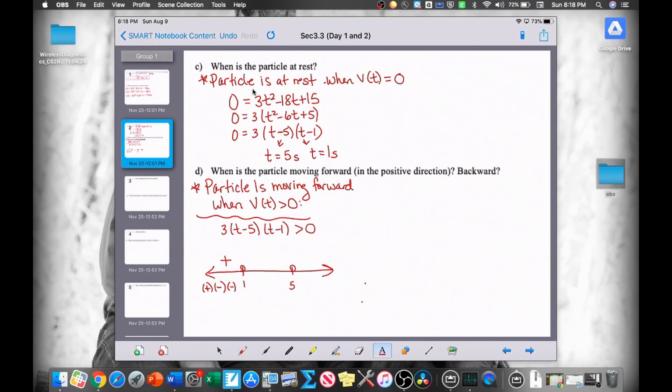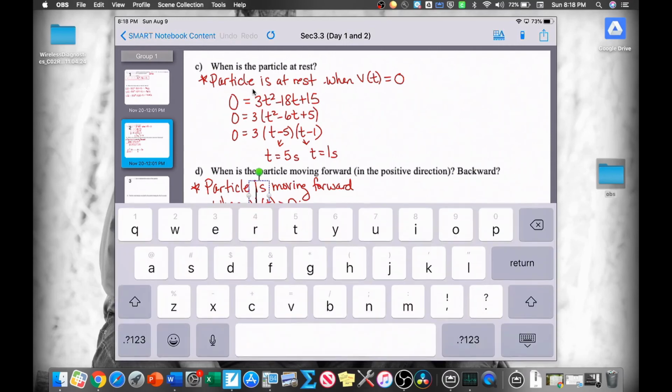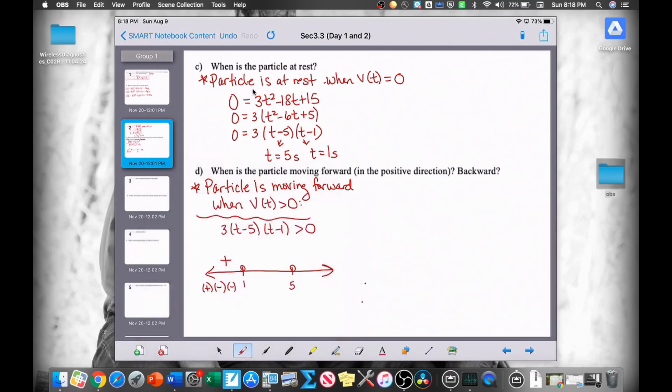I'm going to get positive 3 times (2 minus 5), which would be a negative, but 2 minus 1 would be a positive. Negative times positive makes this region negative. And then finally, if we plug something bigger than 5 in, how about 6? We're going to get positive 3 times positive 1 times positive 5. Positive makes positive. So I have 2 regions here where my velocity is positive.